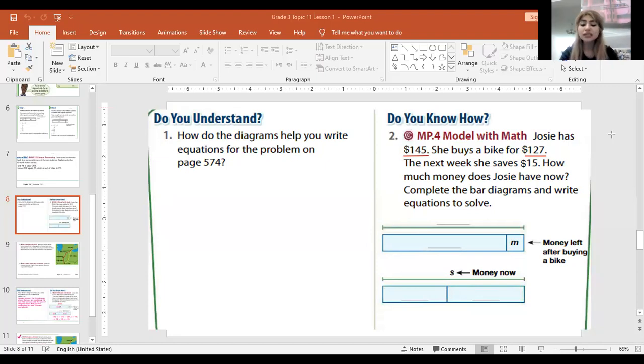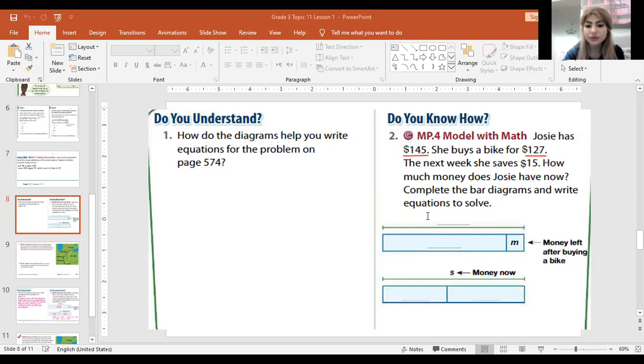Let's complete. The next week she saves $15. After I did subtraction, she added money. She saves. So I will do what? $15 plus. How much money does Josie have now? Complete the bar diagrams and write equations to solve. So of course, this is the money left after buying a bike, which is what? She had 145. So I will write here the 145. And it will be 127 here.